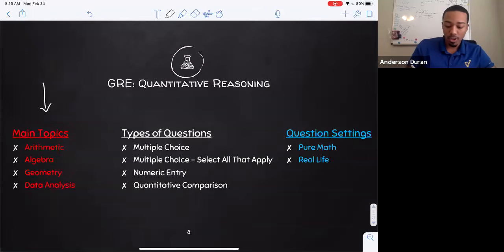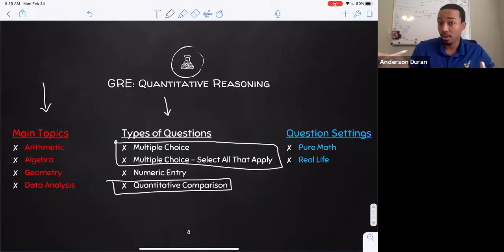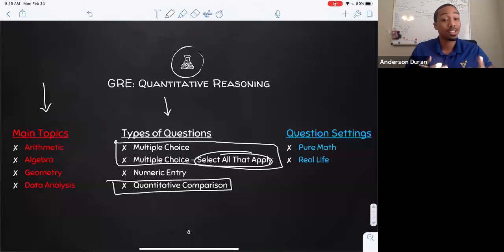Now, there are four types of questions that you will see on this test. The first two are both multiple choice based, and so is the last, but there's a difference between them. For multiple choice, they will give you the answer choices and you will select just one. For selecting all that apply, there will be more than one answer, possibly.